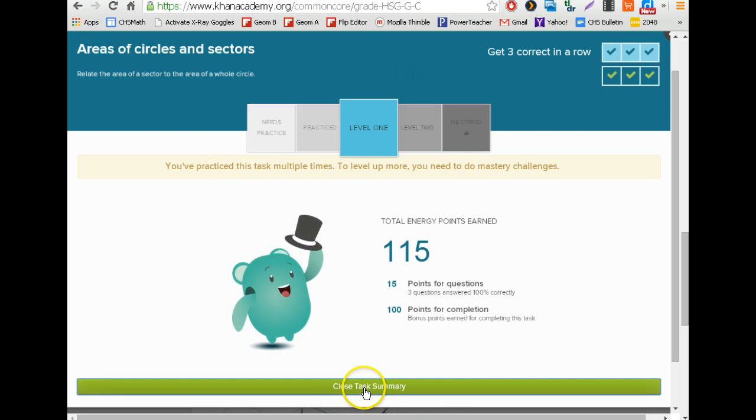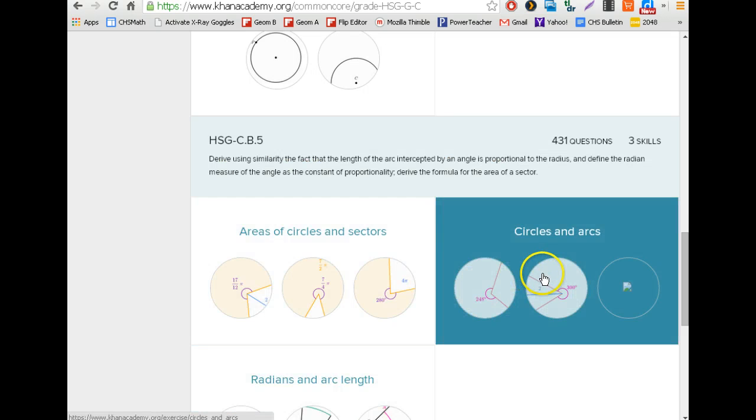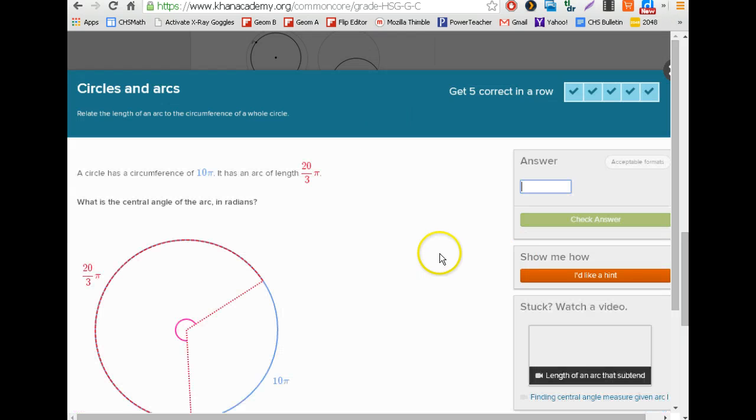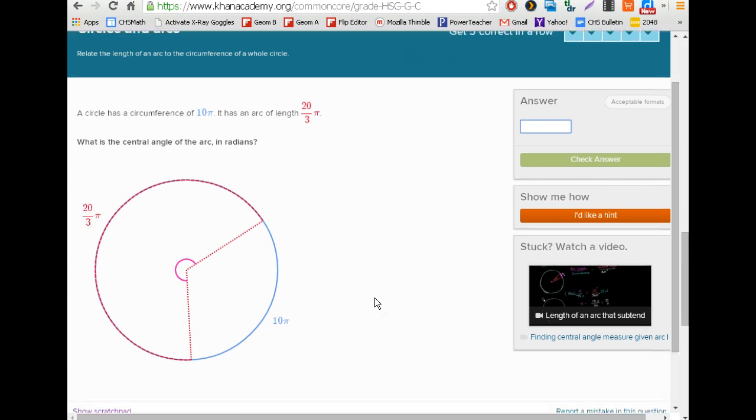Okay, we'll go ahead and close the task summary there. Let's take a look at circles and arcs. You have to do circles and arcs. So here we go. A circle has a circumference of 10 pi. It has an arc length of 20 over 3 pi. So this right here is 20 over 3 pi, and the full length is 10 pi. So now we need to know what is the measure, the central angle of the arc in radians. Aha, this is really good.